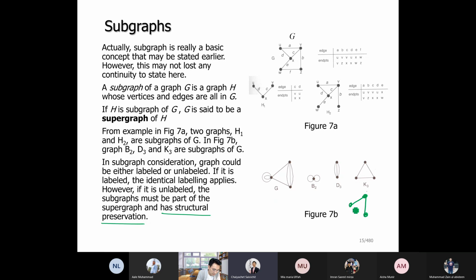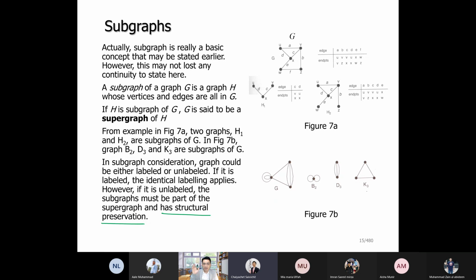Okay, what about this one? Yes. Okay, because you see that we have this one, this one, this one, this one, this one, and this one. So this is a subgraph of G. So this is the concept of subgraph, but later on we will have something like proper subgraph and so on. We will consider what those mean.